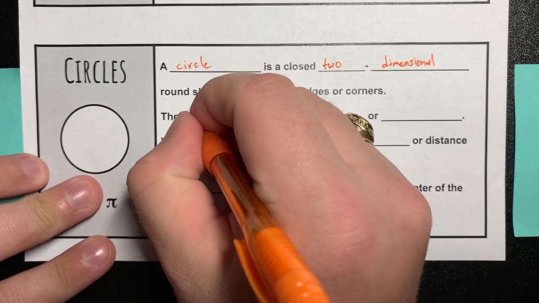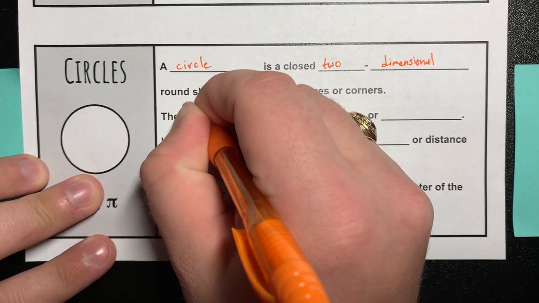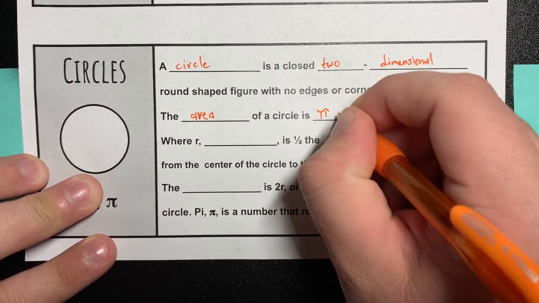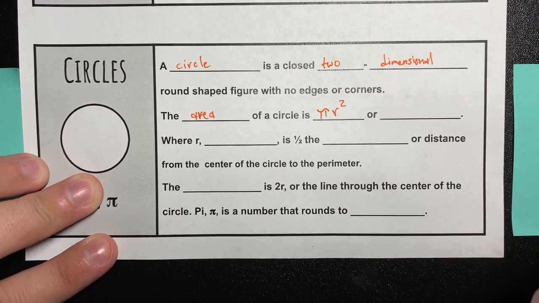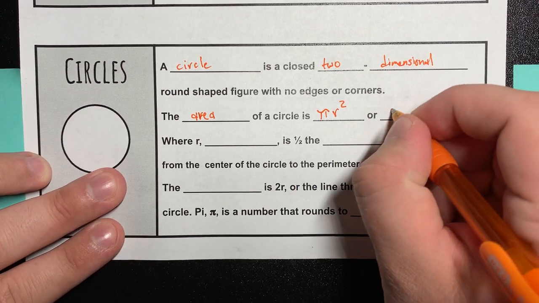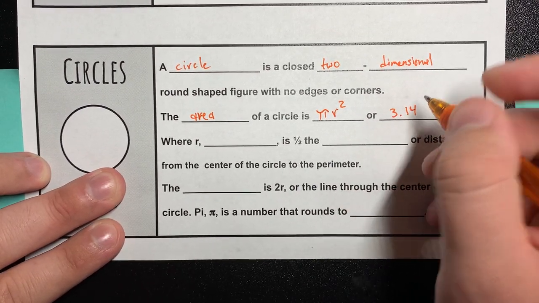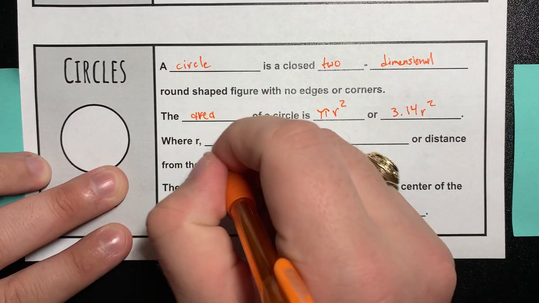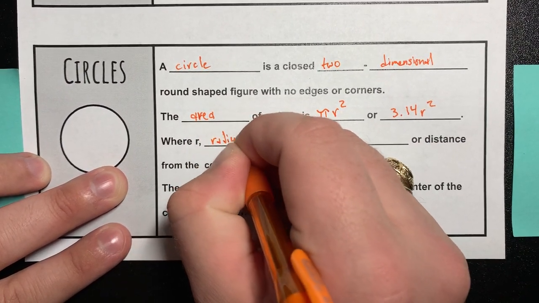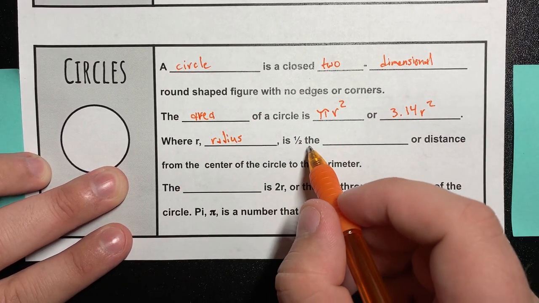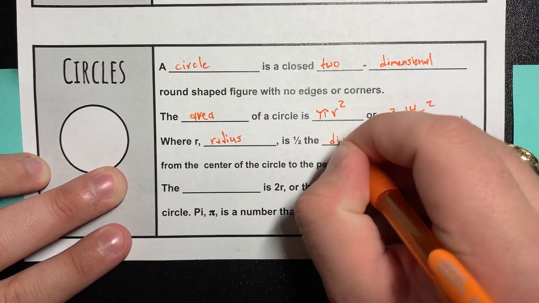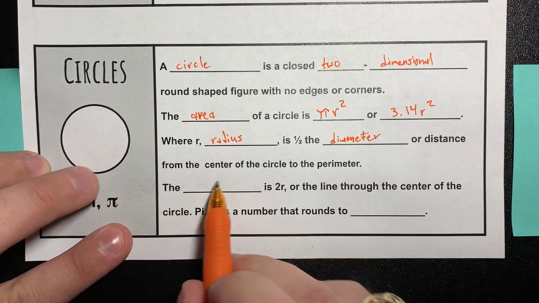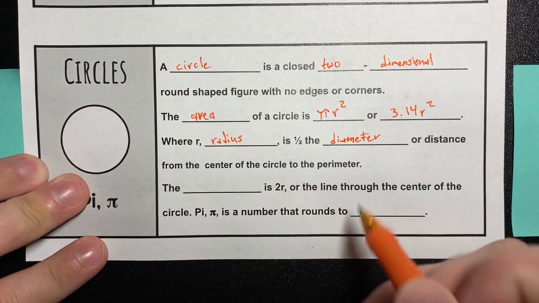So it says the area of a circle is pi r squared, or 3.14 r squared, where r, the radius, is half the diameter or distance from the center of the circle to the perimeter.